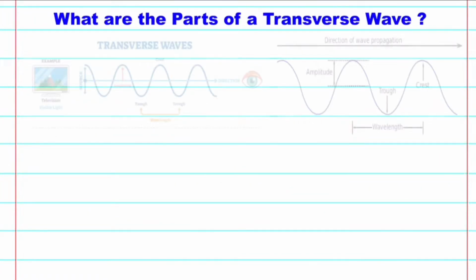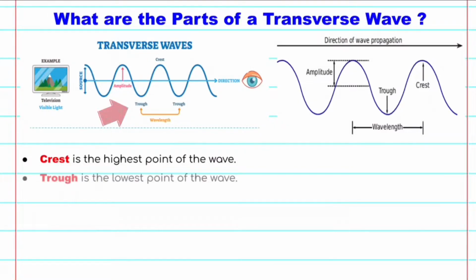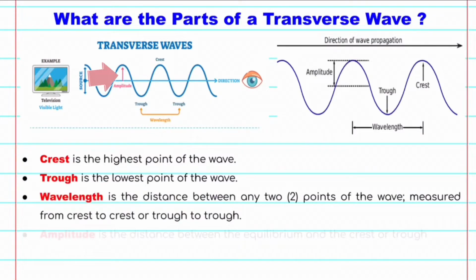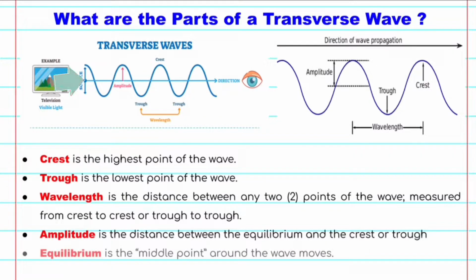What are the parts of a transverse wave? Here we have crest. It is the highest point of the wave. Trough, the lowest point of the wave. Wavelength, the distance between 2 points of the wave, crest to crest or trough to trough. Amplitude, the distance between the equilibrium and the crest or trough. Equilibrium, the middle point around which the wave moves.